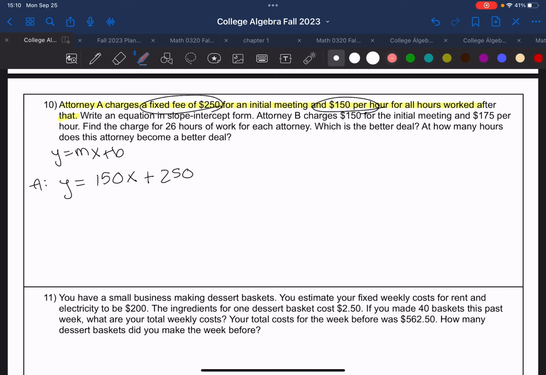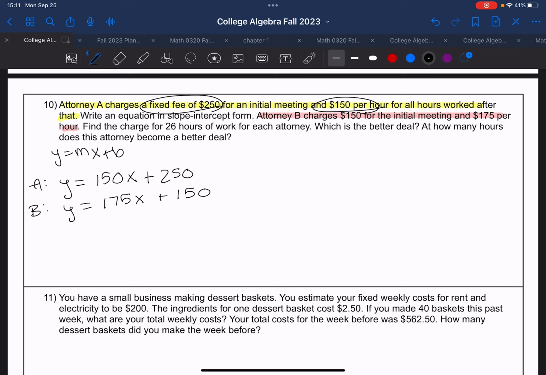Now let's continue reading the problem. It says attorney B charges $150 for the initial meeting and $175 per hour. Okay, so we're going to take attorney B and write that equation. So y is equal to 175x, because that's 175 per hour, plus the initial charge of 150.